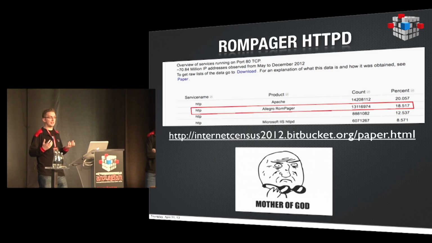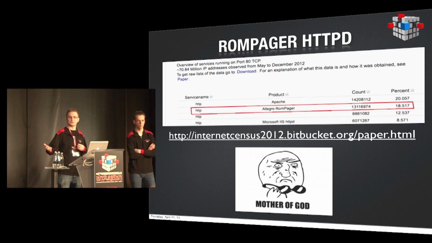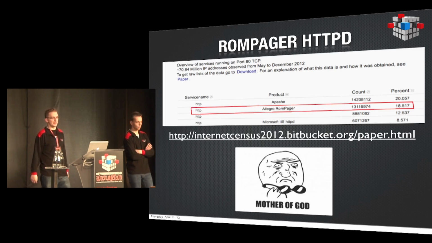But to my surprise, on the second spot we don't find Nginx or IIS, lighttpd or whatever. No, we find Allegro RomPager, which is apparently very widespread and has over 131 million devices connected, directly accessible from the internet. And that's only on port 80. So the ones running on 7547, for example, are not part of this chart. So there's a lot of them out there, making up over 18% of all public HTTP servers. I think that's a lot.